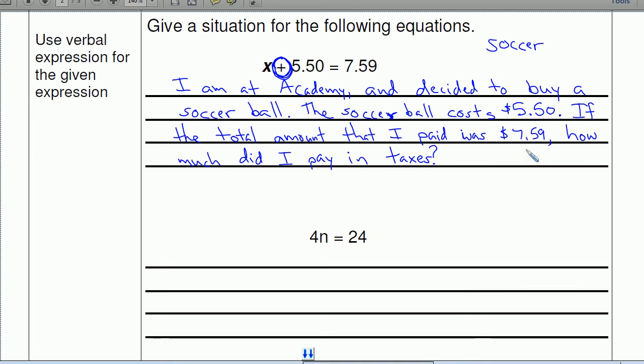Okay, so that's a word problem that goes with this equation, because we have to add the taxes, which would be the x, right? In this case, this is the tax plus the price of the soccer ball, and that's going to give me the total amount that I paid. So that's one of them, and this is about soccer because I like soccer. You can write down my example, or you can make one up yourself, up to you. Okay, let's do another one.